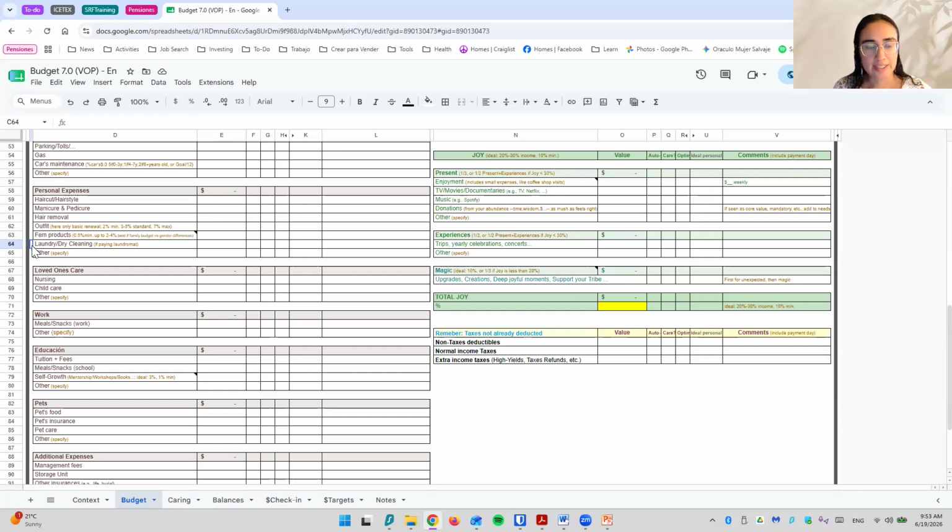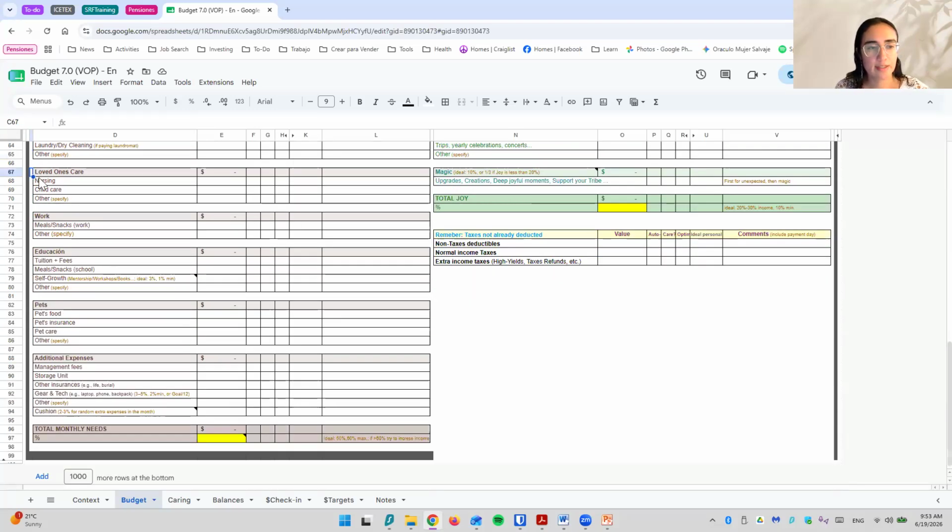Then laundry, dry cleaning stuff. If you need those types of services, you can put them there. If you feel that there is another personal expense, you can use this other category for that. And then for loved ones care, so if you are paying for nursing or for childcare or others, it would be there. And then if you have pets, there is a special place for them here where you can take into account the food, the insurance, the care.